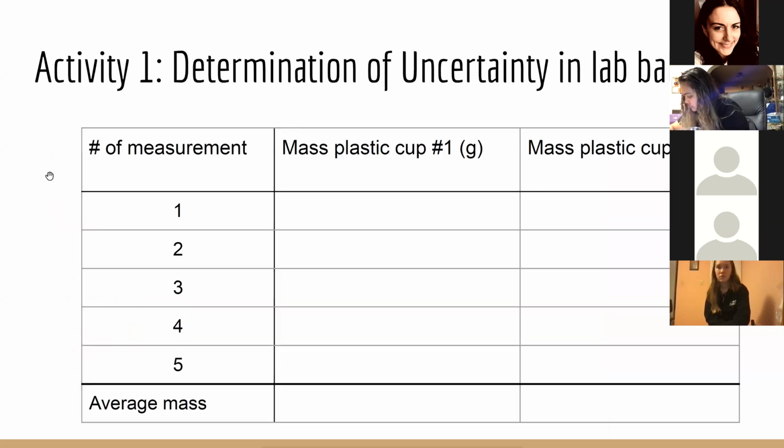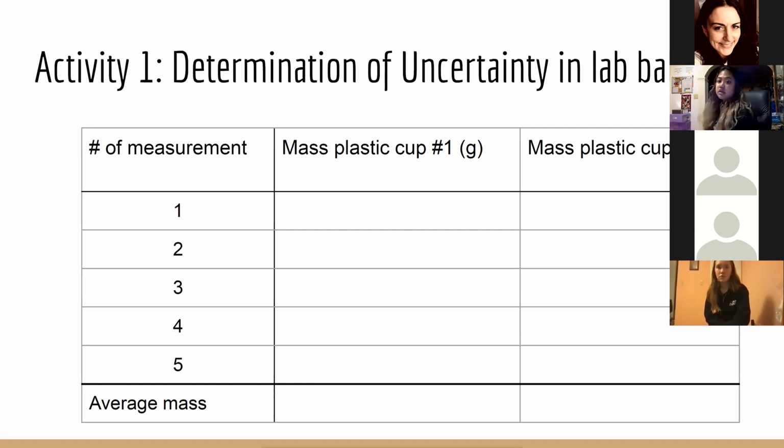So basically, you should have a table in your report. I think it's already set up, where you get the mass of the first plastic cup, mass of the second plastic cup, and you get the average mass.